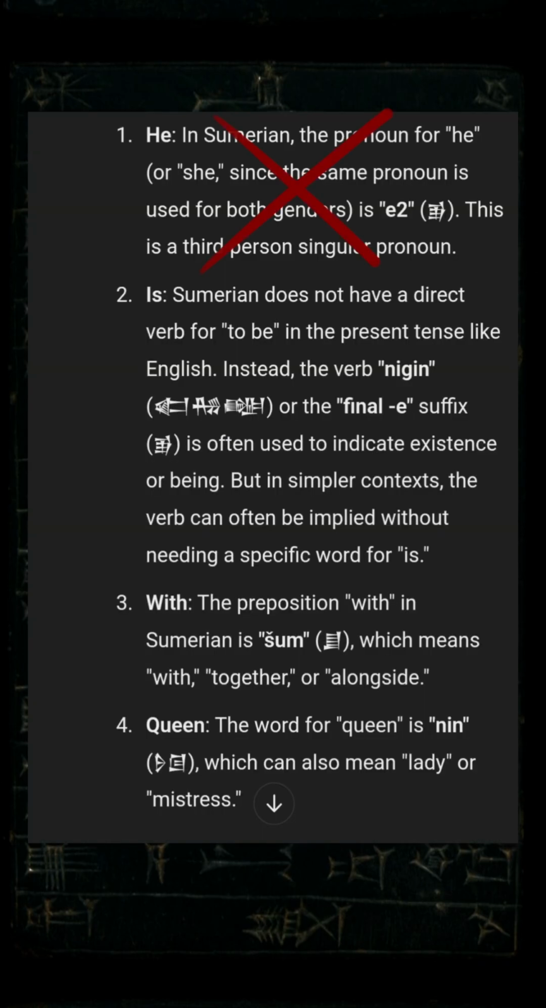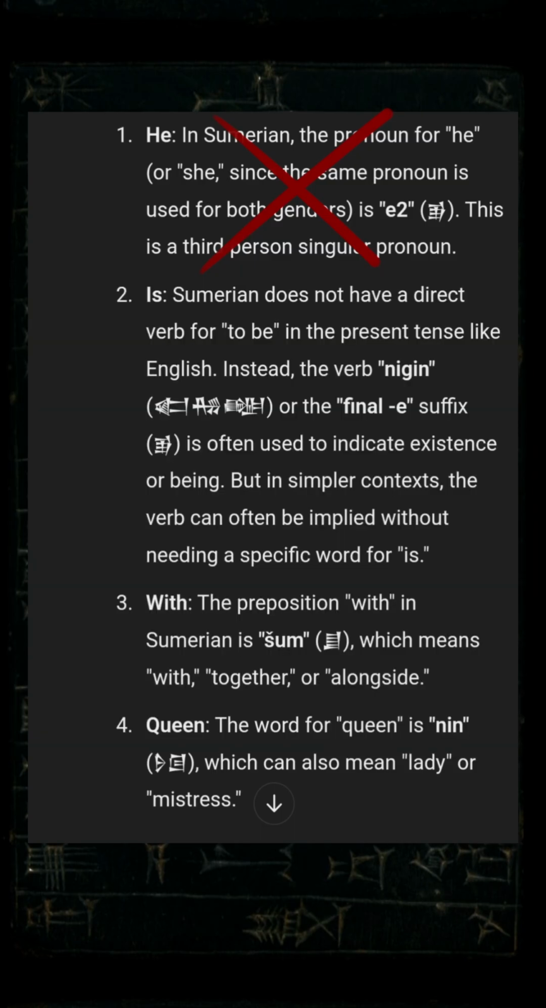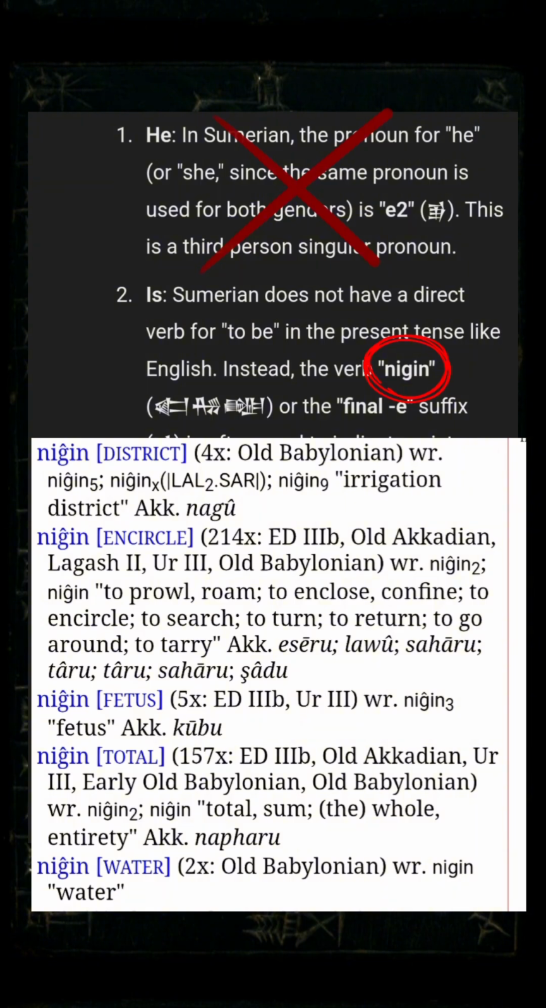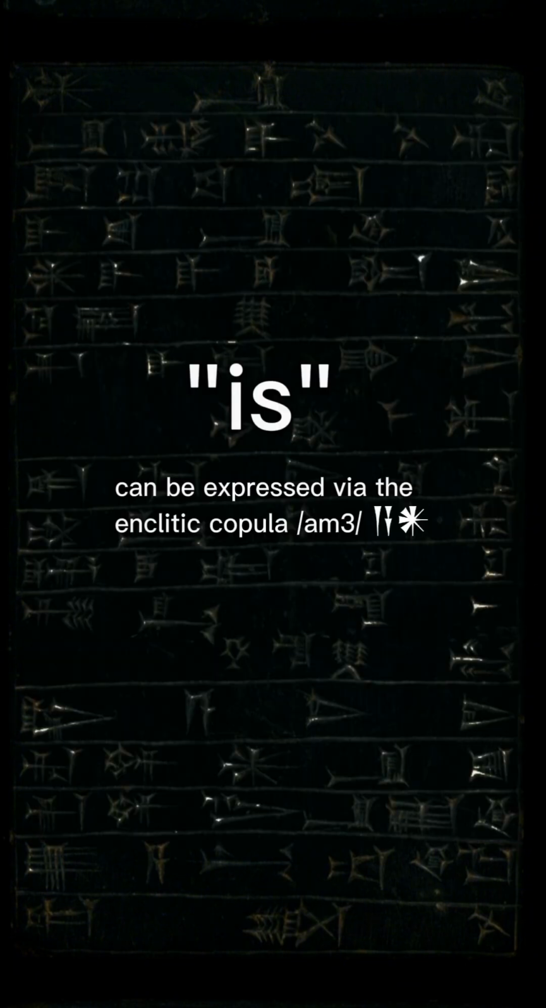So, number 2, "Sumerian does not have a direct verb for to be." Well, that's incorrect. It absolutely does, but often expressed instead as the enclitic copula. Why it has included ningin, I have no idea. The verb or the noun ningin has no place in this sentence, nor are they the signs for any version of ningin. What's baffling here is it actually got the transliteration right, A, here, for this sign, where it got it wrong in number 1. Anyway, "to be" can be expressed with the enclitic copula, and I will show you that after the next 2 points.